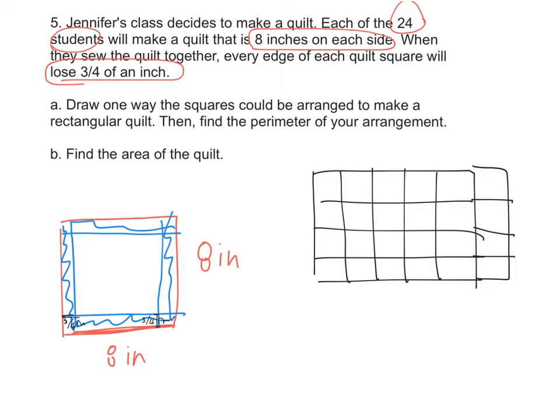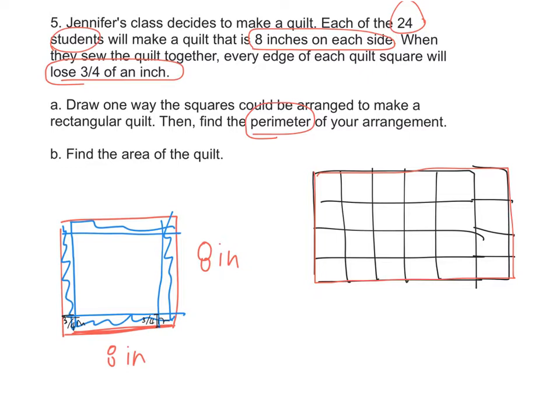For problem number A, it says to draw one way the squares could be arranged to make a rectangular quilt, which we just did. Then it says to find the perimeter of your arrangement. Remember, perimeter means the distance around the entire outside. So how can we find the total perimeter?